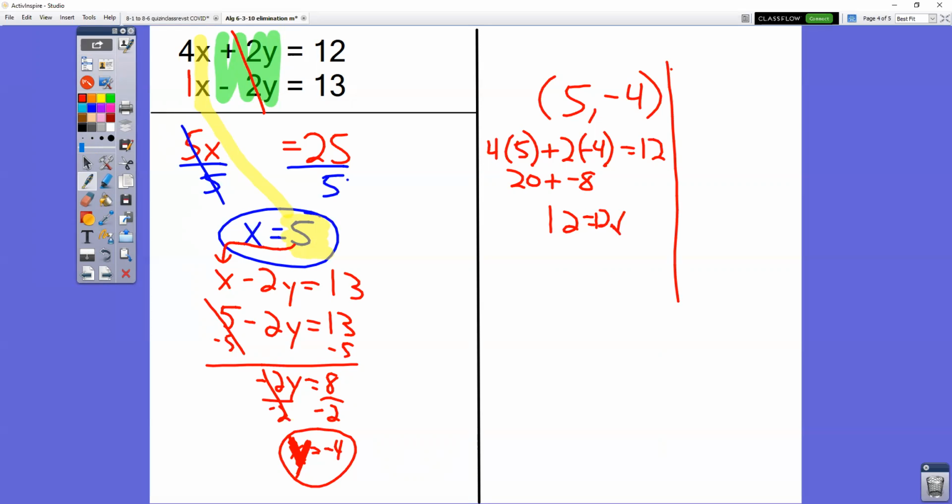For the other side, we would have x, which is just 5, minus 2 times negative 4 equals 13. Negative 2 times negative 4 is positive 8. So we have 5 plus 8. 5 plus 8 is 13. So 13 equals 13. It checks. Our answer checked in both problems, so we know that it is correct.